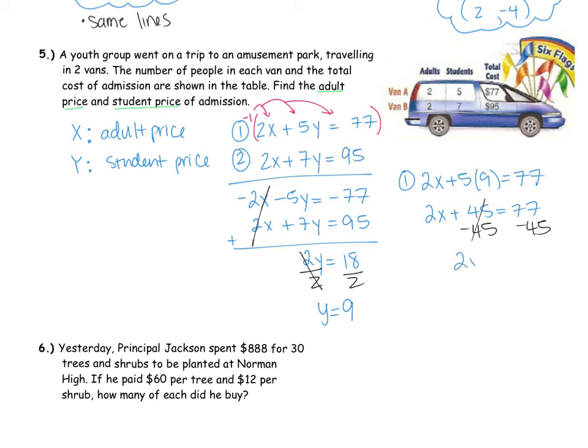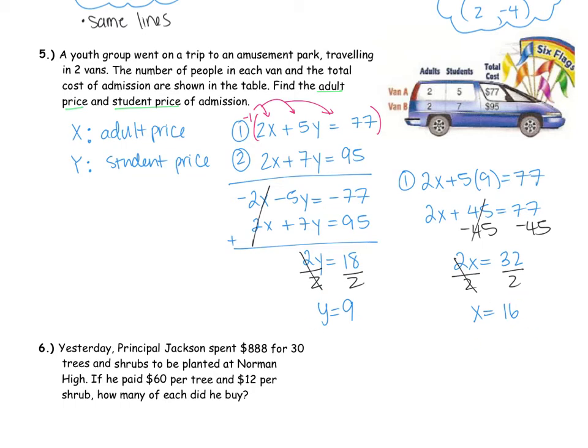And so I have 2x equals 77 minus 45. 77 minus 45 is 32. If I divide by 2, x is going to give me 16. So I found my two variables. Let's go back and label this.